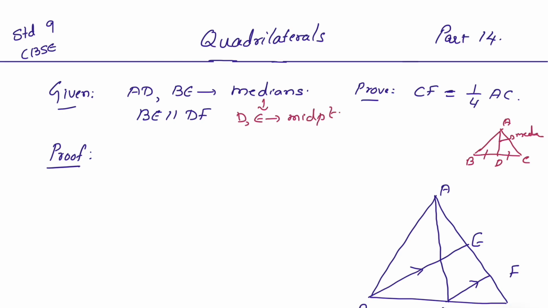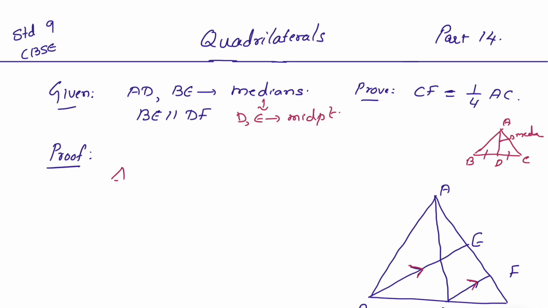Altitude means perpendicular. Median means it will bisect the base into two equal parts, and BE is parallel to DF. So this parallel is given. Now you have to prove CF is equal to 1 by 4 AC.